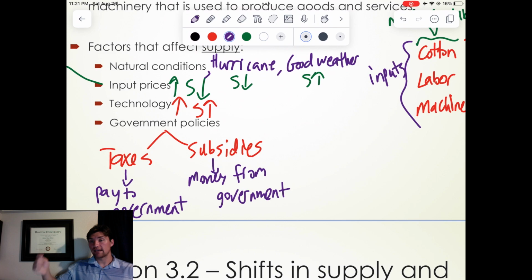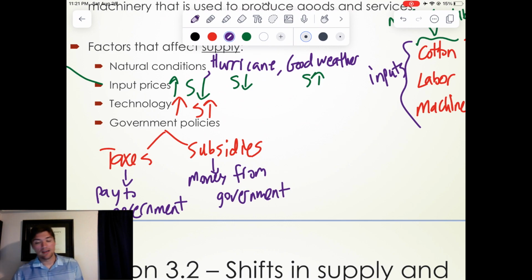If the taxes go down, what would happen to businesses? Well, they're not spending the money on taxes anymore. They have more money because they're not giving it to taxes. If you have more money, you can buy more things, more inputs, make more outputs.